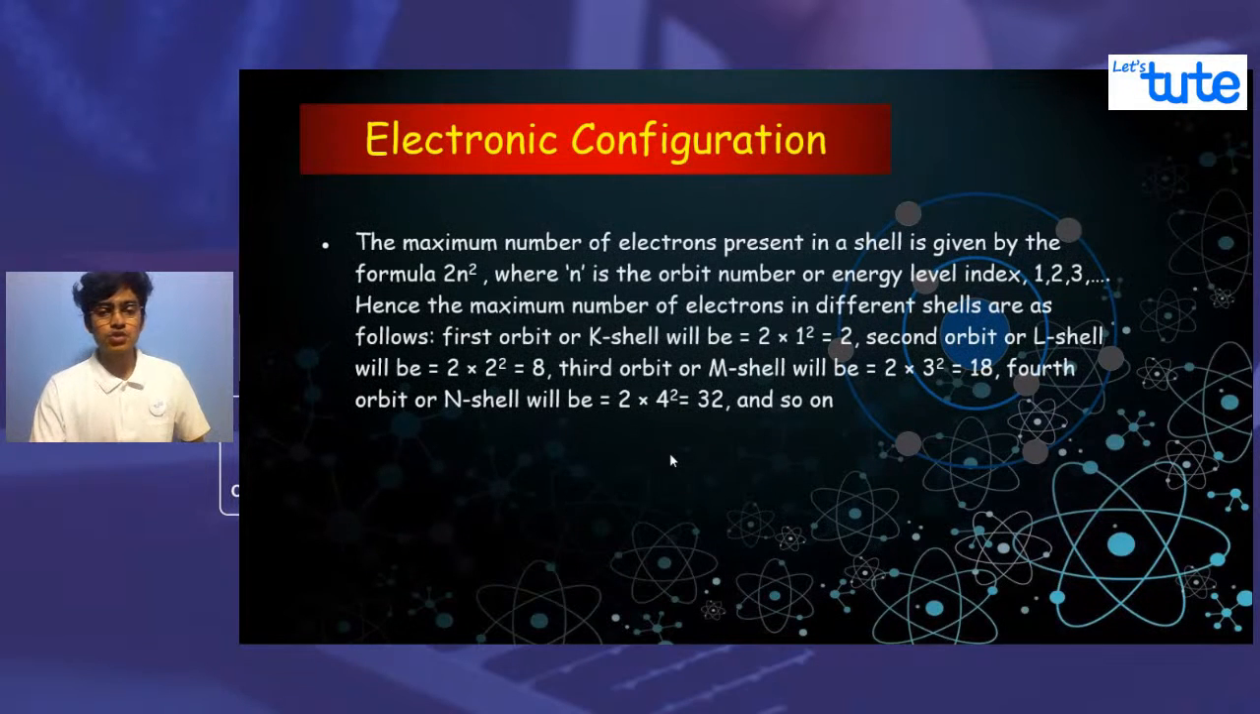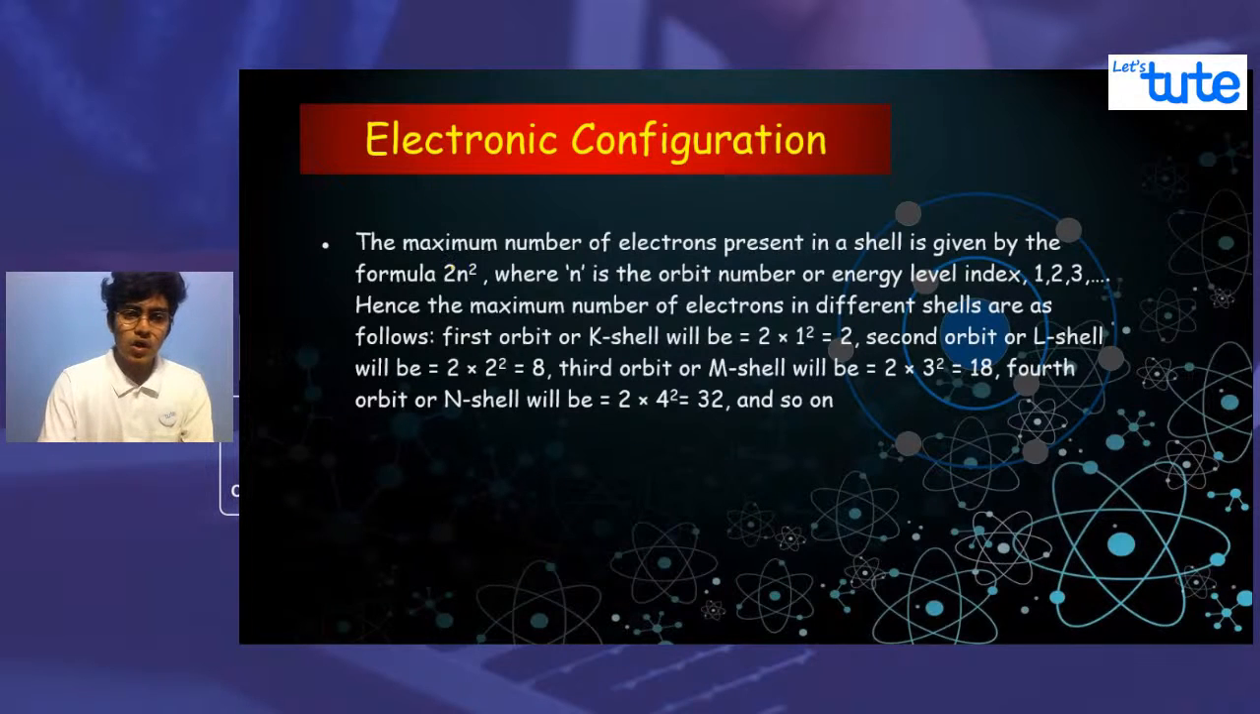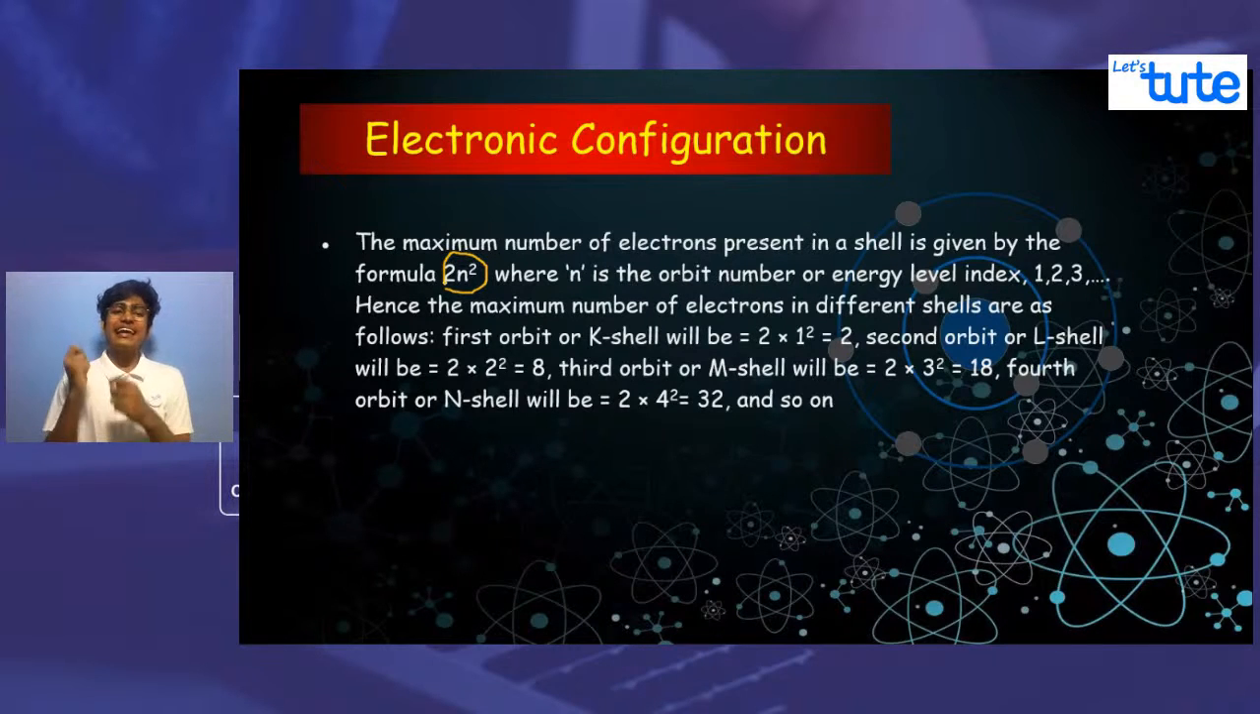So what is the first rule? It's actually a big rule, so let's read it slowly. The maximum number of electrons present in a shell is given by the formula 2n raised to 2. Now what does this mean? Let me highlight a few points. This is the formula we should use to find how many electrons a particular shell can hold.